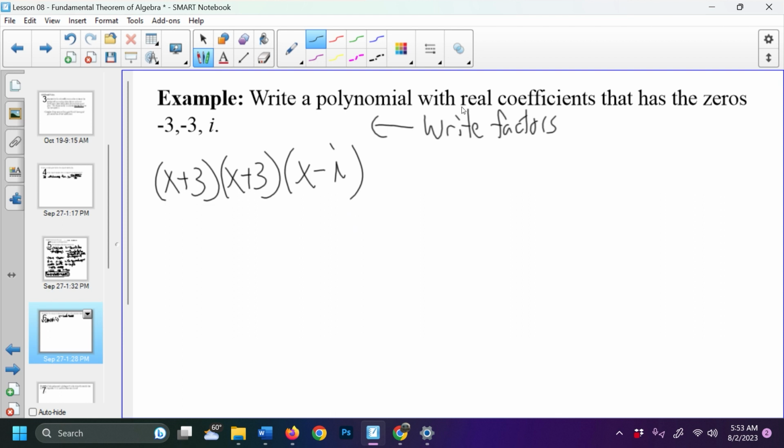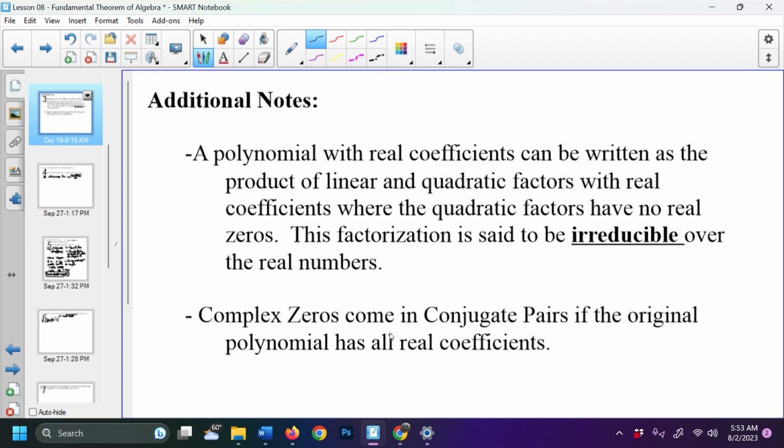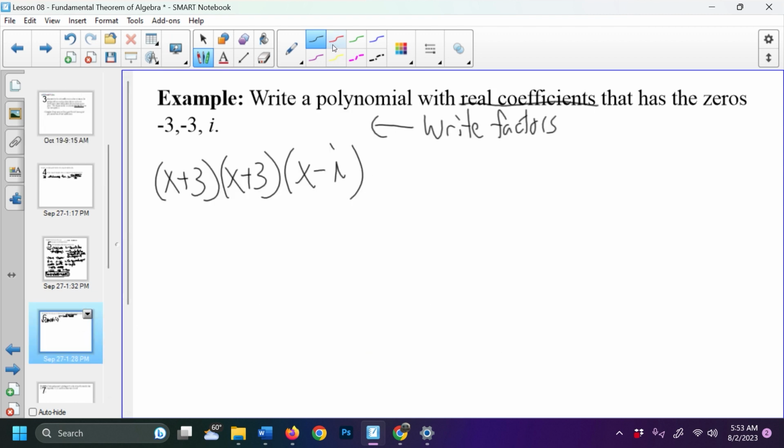But they say in the beginning that we need to have real coefficients. And for us to have real coefficients, we learned up here that if you have a complex zero, you need a conjugate pair so that the polynomial has all real coefficients. So we need to add x plus i. We're adding x plus i.